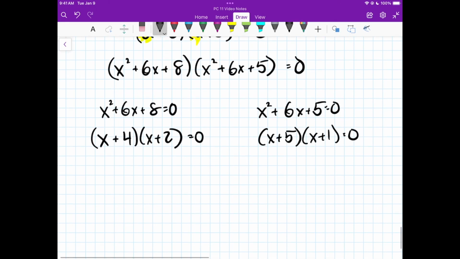And so we end up actually with 4 different solutions here. Each of these factors gives you something. So we've got x can be either -4, -2, -5, or -1. And there we are. So that is solving by factoring.